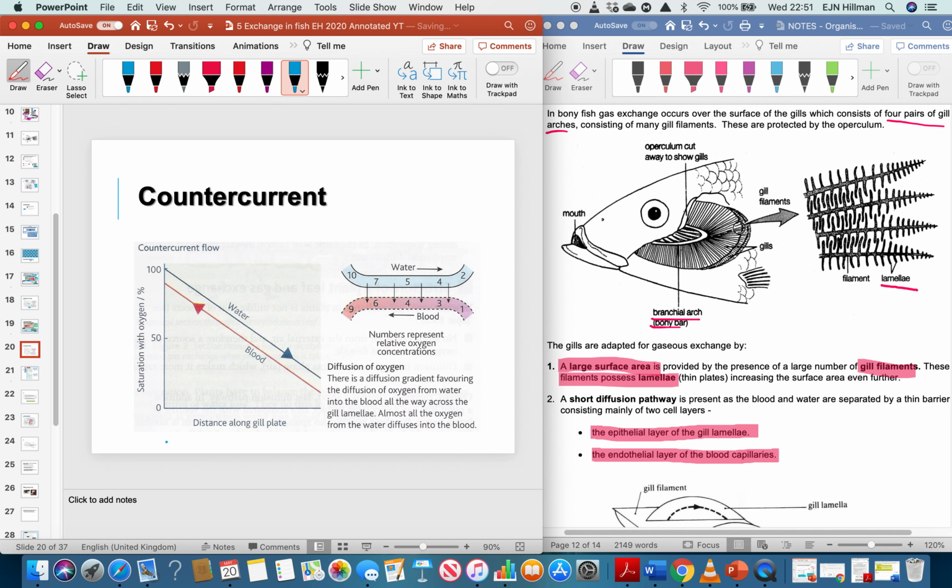Now we can see it graphically, so we can see that the water always has a saturation of oxygen greater than the blood. The water is moving in the opposite direction to the blood, and across the whole length of the lamellae, oxygen diffuses from the water and into the blood. Those three phrases should get you all of the marks in a countercurrent flow explanation. Okay, so number one, you must say that the blood and the water move in opposite directions.